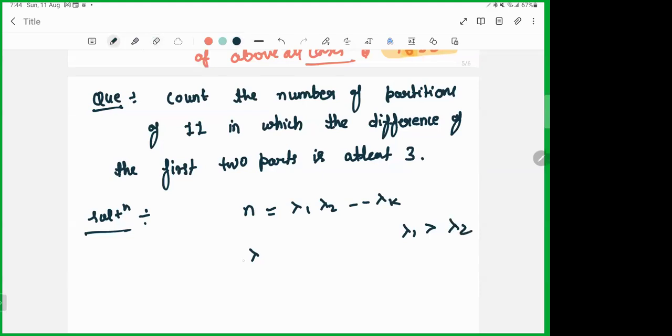So the condition is saying lambda 1 minus 3 is greater than or equal to lambda 2. This is what the condition is saying, right? Or lambda 1 minus lambda 2, the difference, is at least 3. So I should write it this way: lambda 1 minus lambda 2 is greater than or equal to 3. This is what the condition is saying.